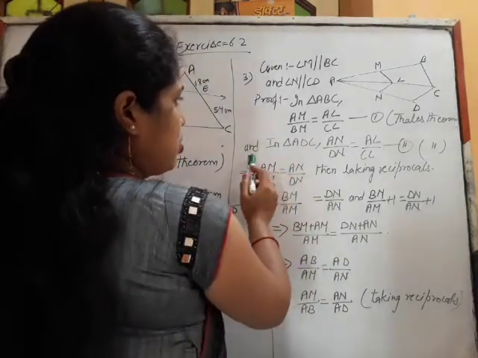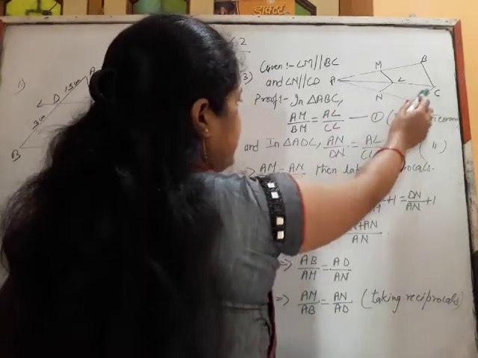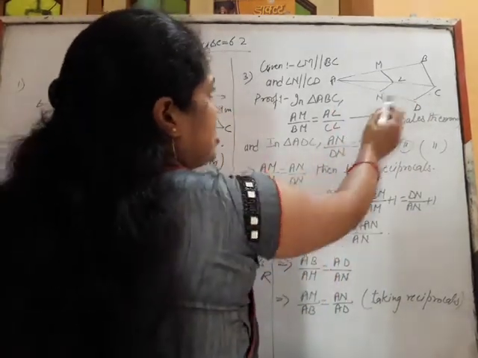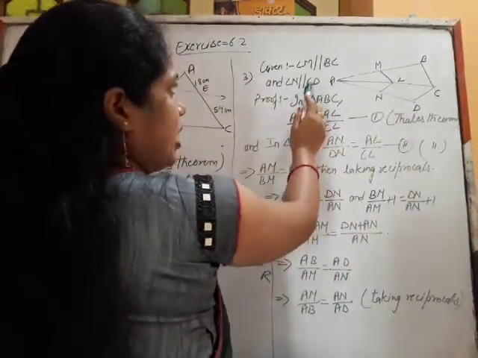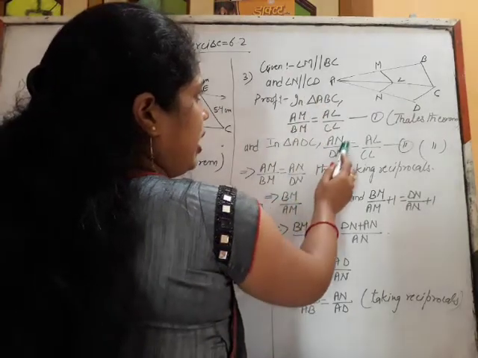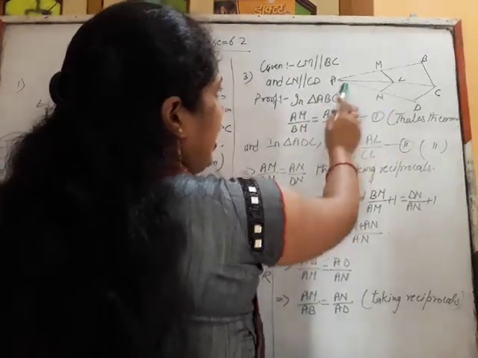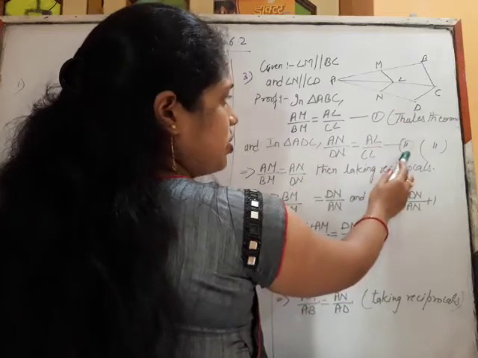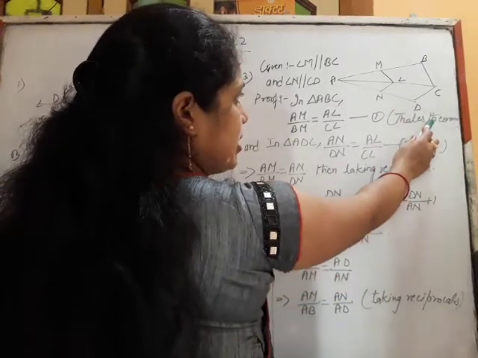So equal ratios. And in triangle ADC, same thing. LN is parallel to CD, it is given, so we apply the theorem here: AN upon DN equals AL upon CL. This is equation number 2, with the same reason, Thales theorem.